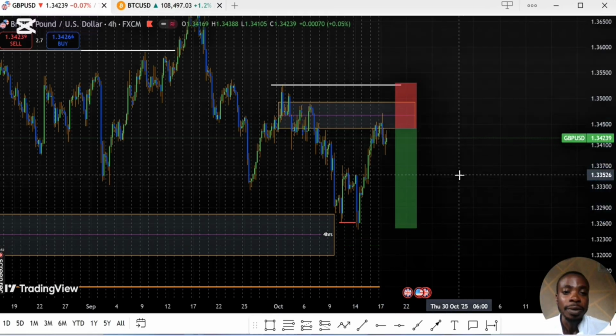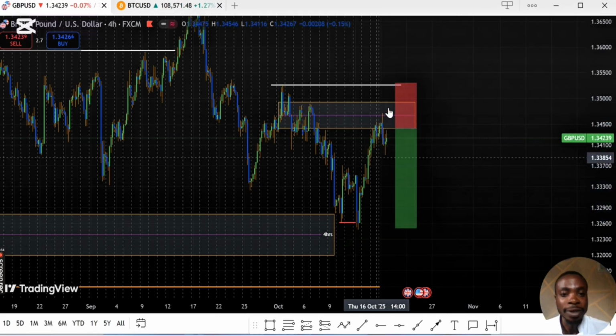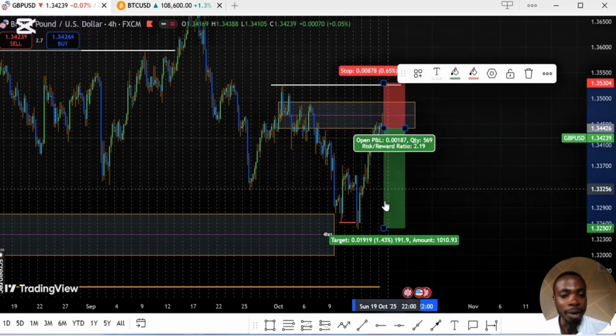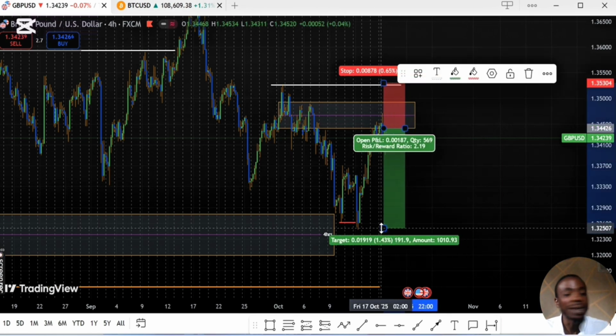So if this was like 15 minutes, once after noticing this rejection from here and this engulfing candle confirmation, I just take my entry from here and wait 2 to 1. I don't move anything. If it goes, it goes. If it doesn't go, leave it.